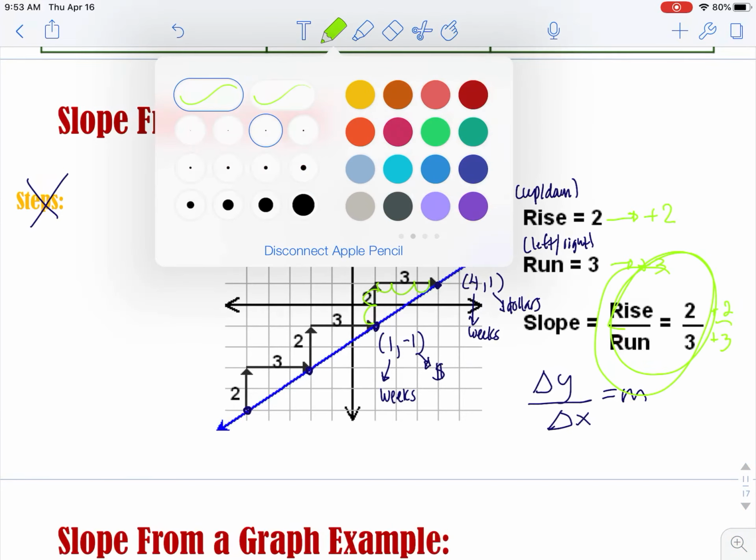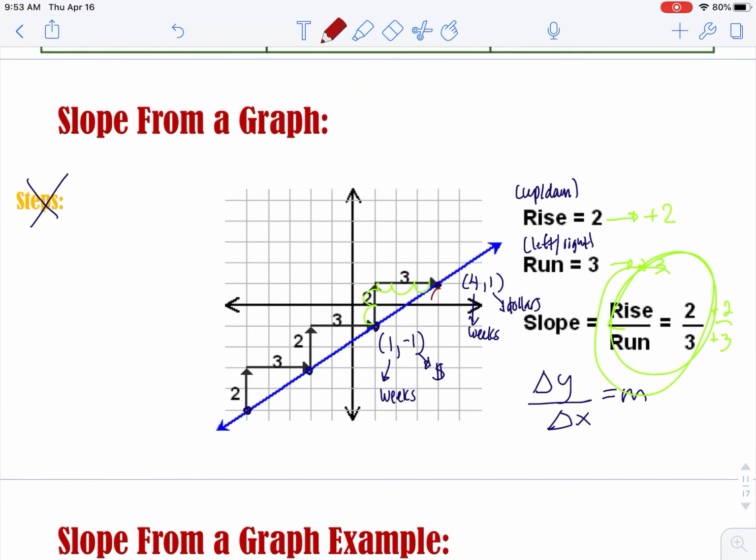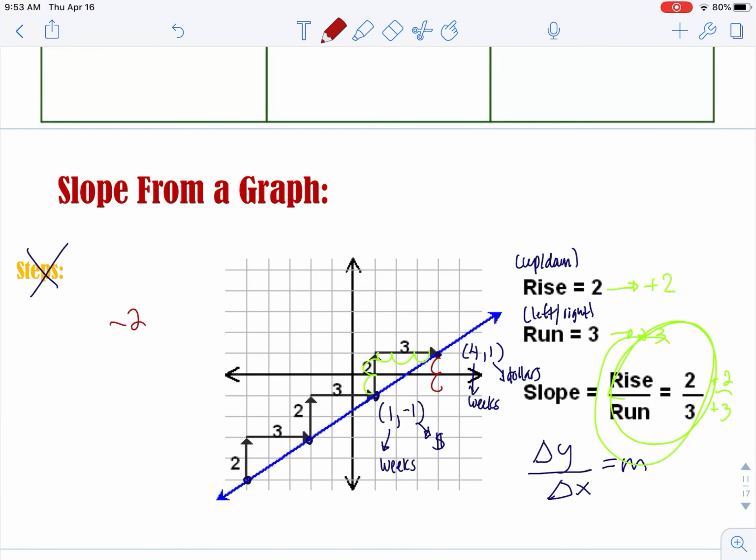We can also do the opposite. We can go down 2, and to the left 3, -2 over -3. A negative divided by a negative is a positive, and my slope is still a positive 2/3. So this is how you do it on a graph.